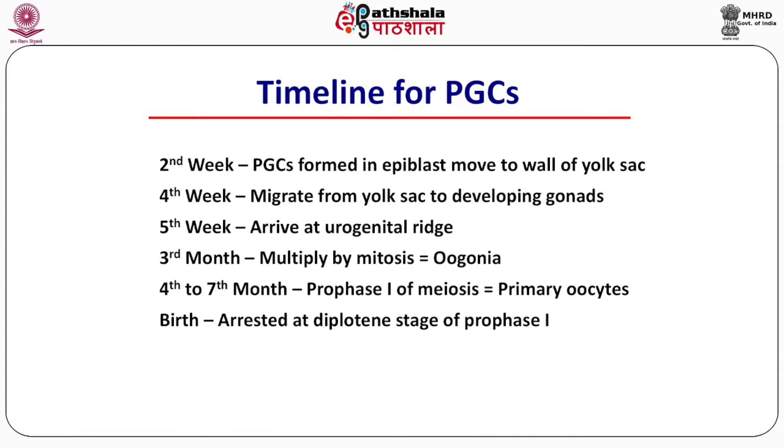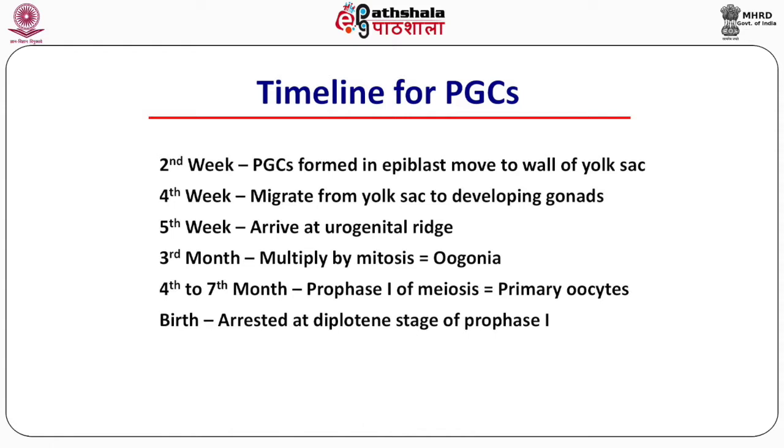By the third month, they have multiplied by mitosis and the maximum number of oogonia are present at this time point. From the fourth to seventh month of fetal life, the primary oocytes are formed by prophase 1 of meiosis, and by the time of birth in a female, they are arrested at the diplotene stage of prophase 1.